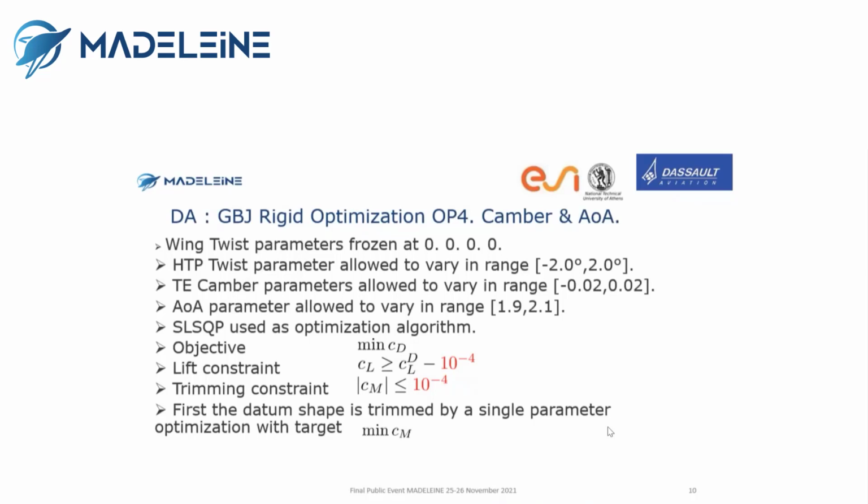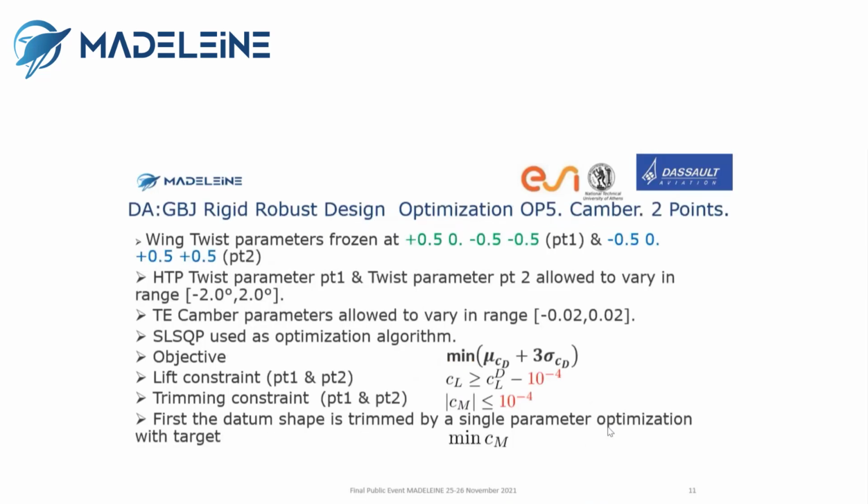it's a point where we want to optimize camber, but also angle of attack. So we have an additional parameter. Operational point 5, it's a 2-point optimization.